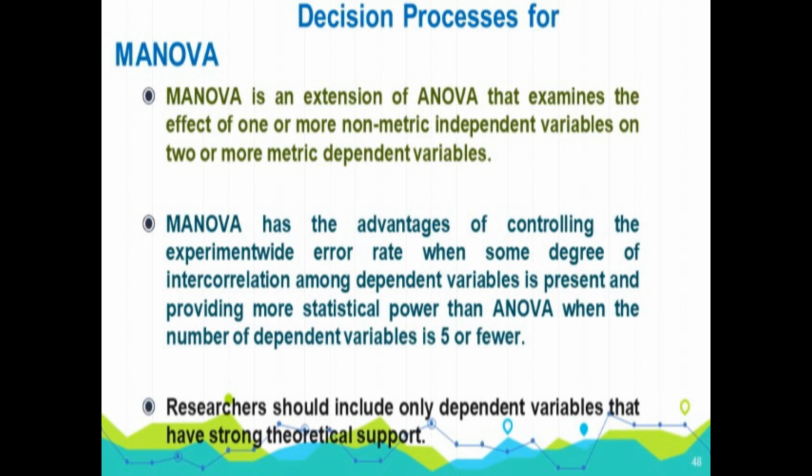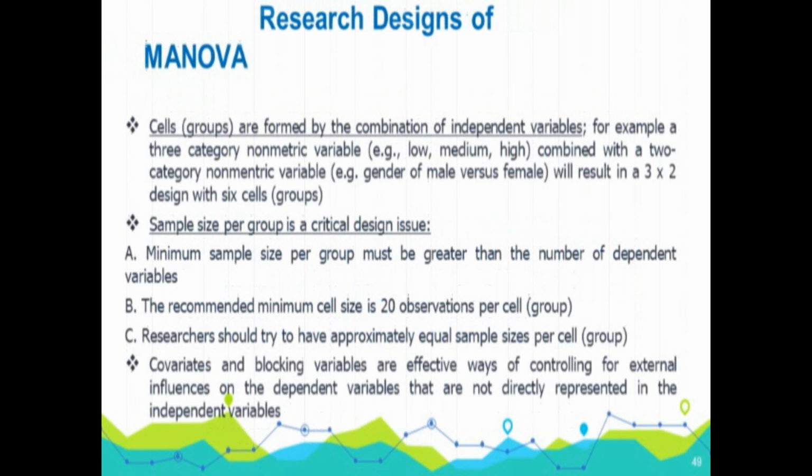So MANOVA has the advantages of controlling the experiment-wide error rate when some degree of intercorrelation among dependent variables is present, and providing more statistical power than ANOVA when the number of dependent variables is 5 or fewer. We should also bear in mind that researchers should include only dependent variables that have strong theoretical support.